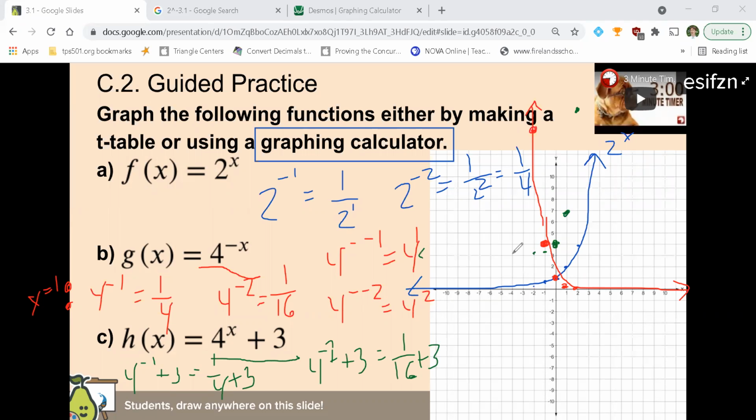So this one will have a horizontal asymptote at y equals 3. Do you see that? Because if you added 3 or moved the graph up 3, the horizontal asymptote will move from the x-axis to y equals 3. This line right here is your new horizontal asymptote. Because your answer will always be some really tiny number plus 3.